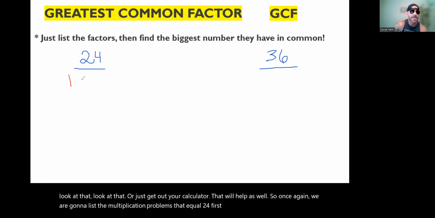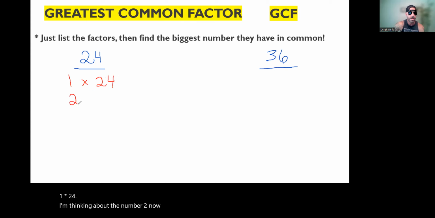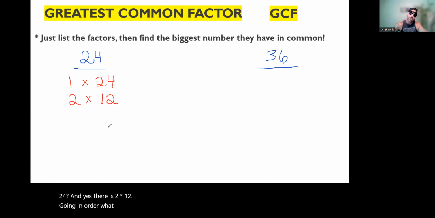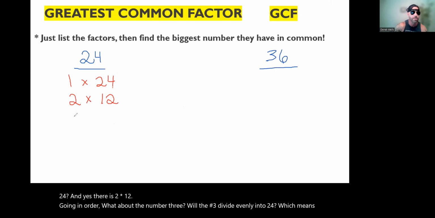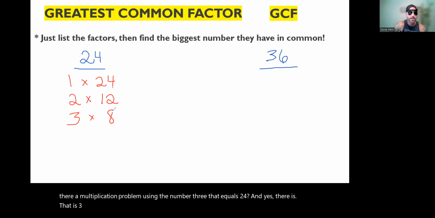Obviously, start with the easy one, 1 times 24. I'm thinking about the number 2 now. Is there a number that multiplies times 2 to equal 24? And yes, there is, 2 times 12. Going in order, what about the number 3? Will the number 3 divide evenly into 24? Which means, is there a multiplication problem using the number 3 that equals 24? And yes, there is. That is 3 times 8.